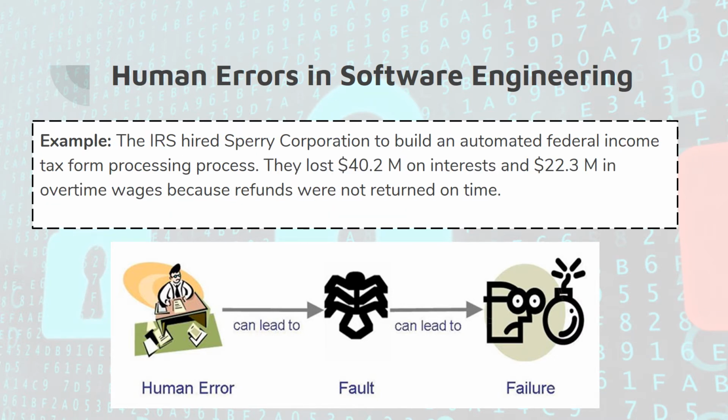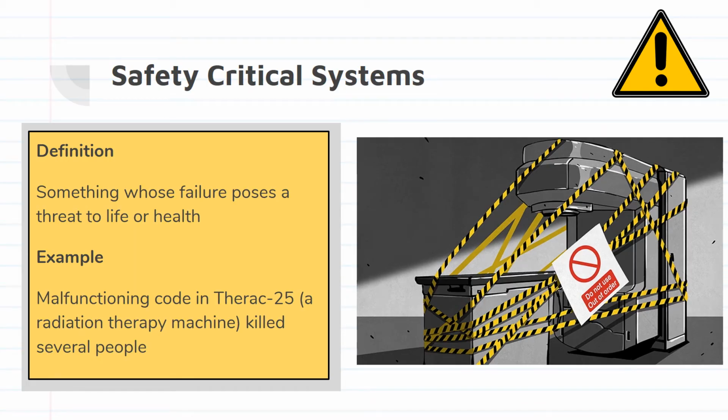An example of this would be when the IRS hired a company to build a tax form system that didn't work as intended. They lost over $60 million due to the faulty system. In more extreme cases, safety-critical systems can cause a threat to life or health when failures occur. An example is the Therac-25 machine that killed several people. In short, it's important that we create software that's safe and reliable.